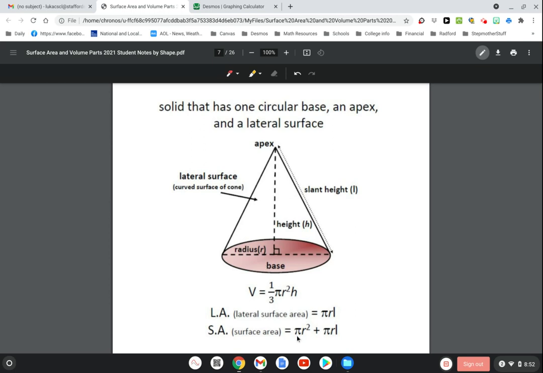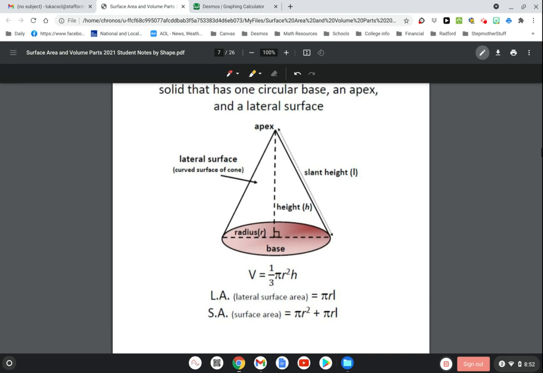And you can see here that the lateral area is pi r times L, pi r times L. But down here in the surface area equation, we have pi r squared added to it. That's for this orangey circular base.